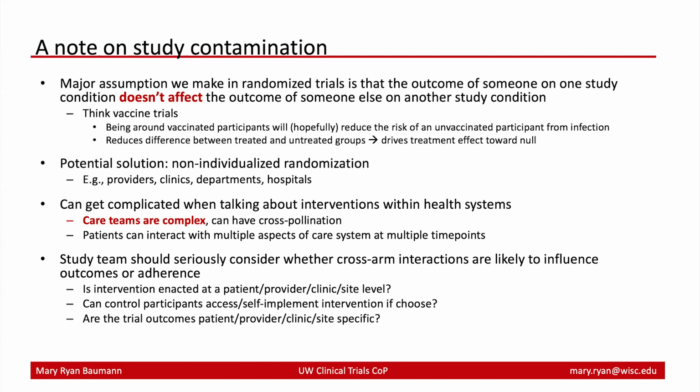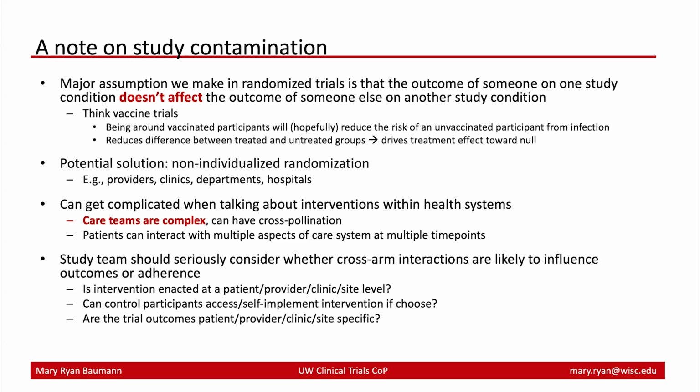Vaccinated participants are hopefully going to reduce the risk of an unvaccinated participant getting an infection if they interact with each other, because there are going to be fewer vectors from which an unvaccinated participant could pick up the infection. So this is going to reduce the differences between treated and untreated groups and drive your treatment effect toward the null. So in this case, it might be a good idea to think about non-individualized randomization to help separate the individuals in the control group and the individuals in the treatment group, and prevent them from interacting and influencing their outcomes.